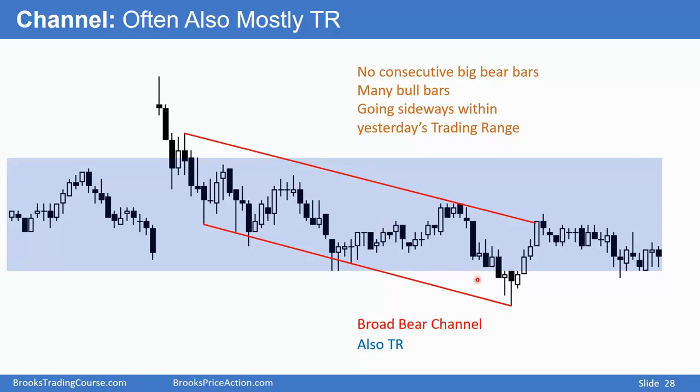A sell-off, but no consecutive big bear bars. You can say, well, Al, this is a whole bunch of bear bars here. Well, where are the consecutive big bear bars? Bear bar, bull bar, bear bar, small, bull bar, bear bar, doji, bull bar. We're going sideways within yesterday's range. This is more likely a bear swing in what will end up as a trading range.